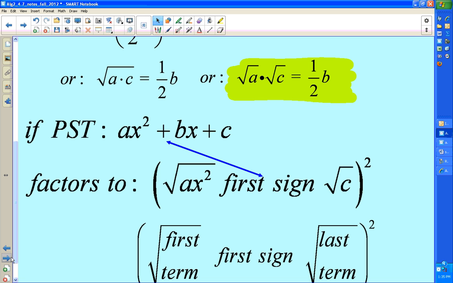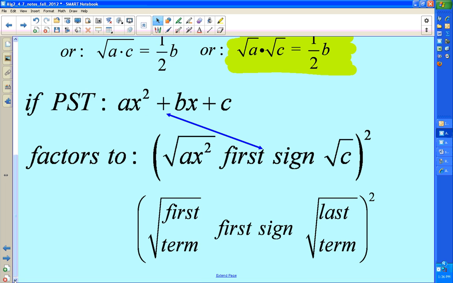If you have a PST, then factoring is easy. You take the square root of the first term, ax squared. You take whatever the first sign is here. If it's a plus or a minus, put it right here. And then you take the square root of c, wrap it in parentheses, and square it, and you'll have a factored trinomial. It becomes a binomial square. It's the square root of the first term, whatever the first sign is, the square root of the last term, wrapped and squared.